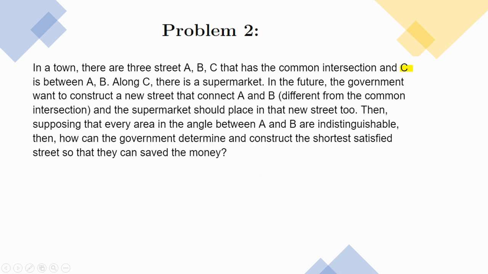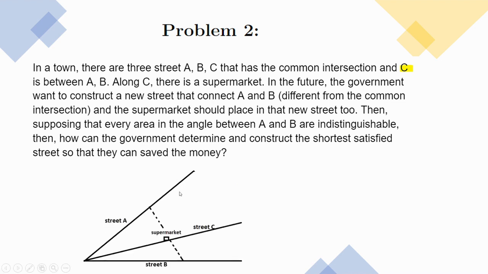So let's move to problem 2. This is our group problem. I will summarize it using this illustration. So we have street A, street B, and street C. Streets A and B have one common intersection, and street C crosses between them. There is also a supermarket on street C.